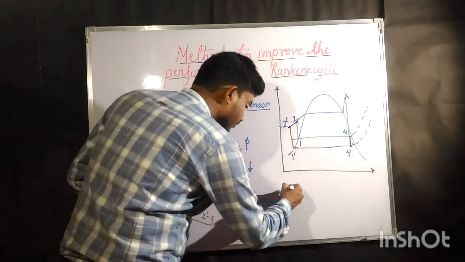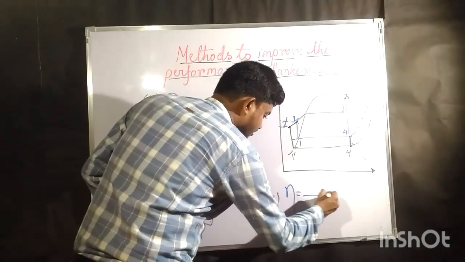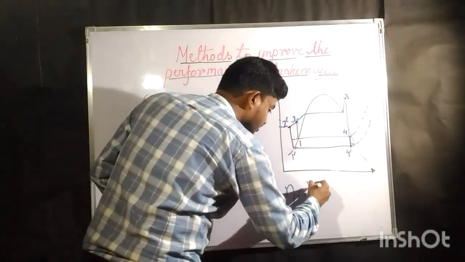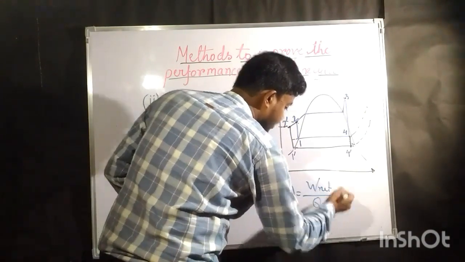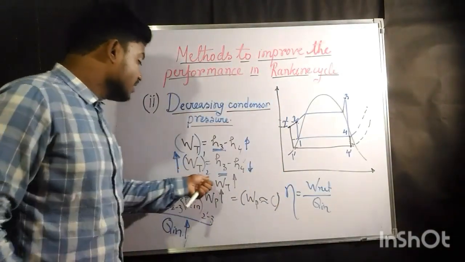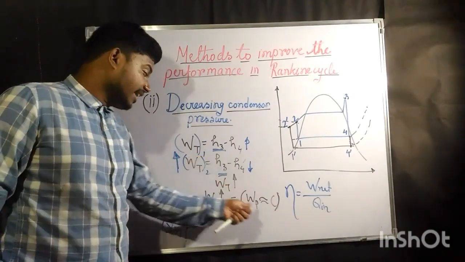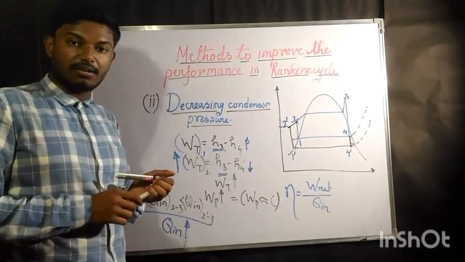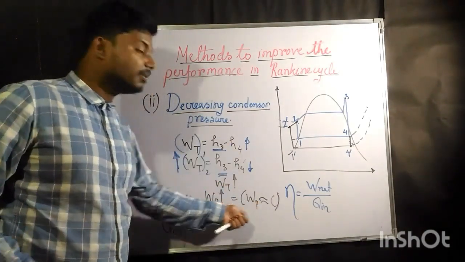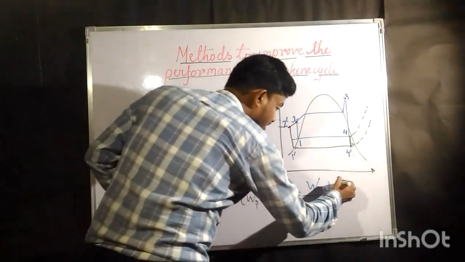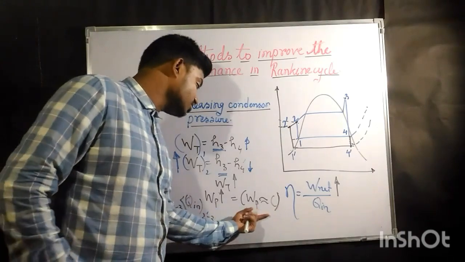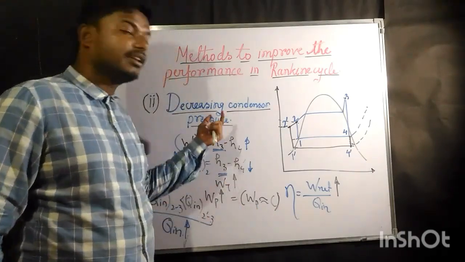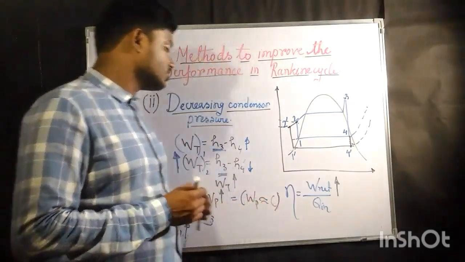Now you need to find the efficiency. What is efficiency? Efficiency is nothing but W net divided by whatever the Q in is. So again, work done by turbine is increasing and work done by pump is constant. That means the net work is going to increase, because work done by pump is constant and turbine is increasing.